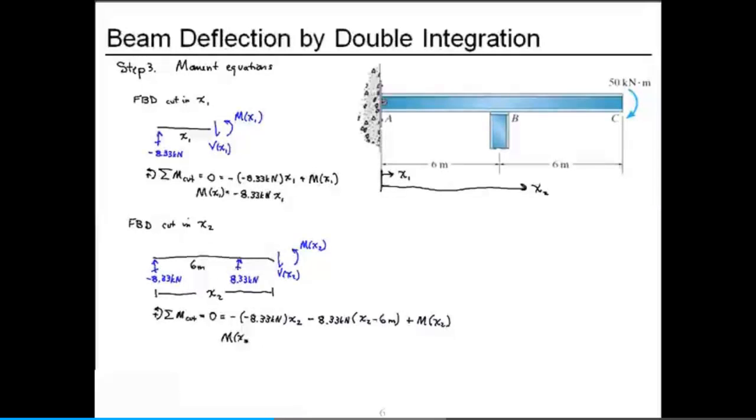Solve for the moment at x2, and we get all of the terms with an x2 in it cancel out, so all we get is minus 50 kilonewton meters. So our moment equation is a constant, a flat line.